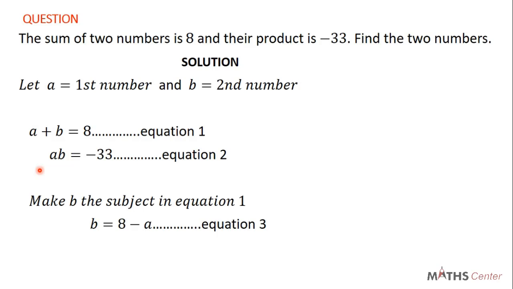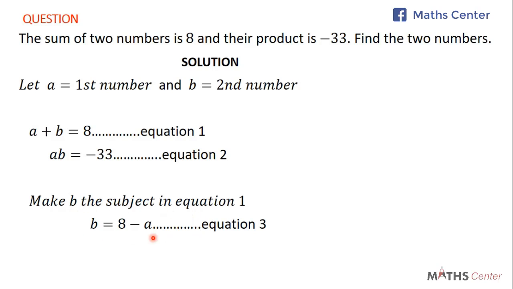I'm going to make B the subject in equation 1. So if I make B the subject in equation 1, I'm going to get B is equal to 8 minus A, because equation 1 is A plus B is equal to 8. So if I make B the subject, I'll get B is equal to 8 minus A.